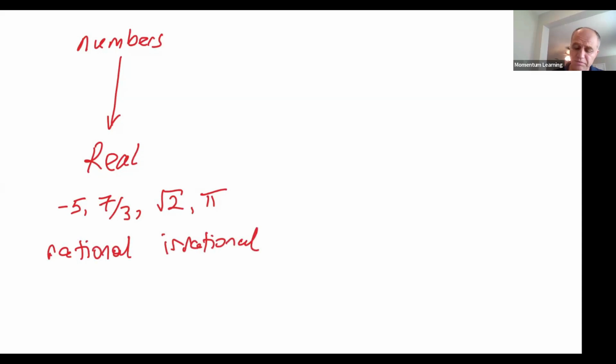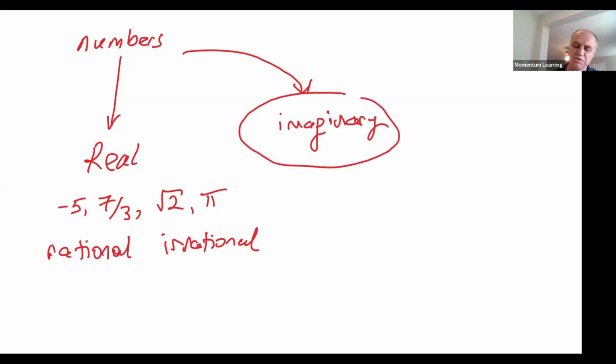Now we have additional numbers. This is called imaginary. Now we will add imaginary numbers to these numbers. So what is that imaginary? This is interesting, as you see, why it is imaginary.